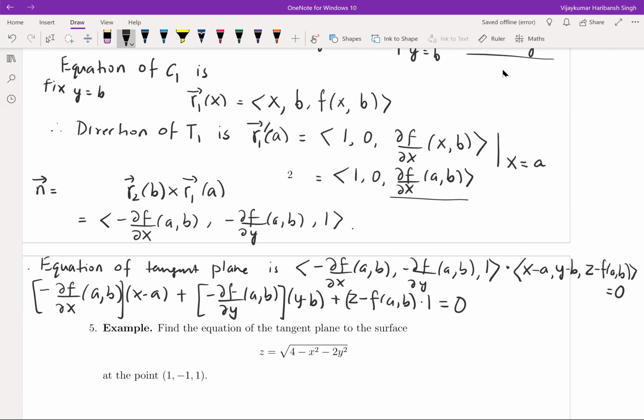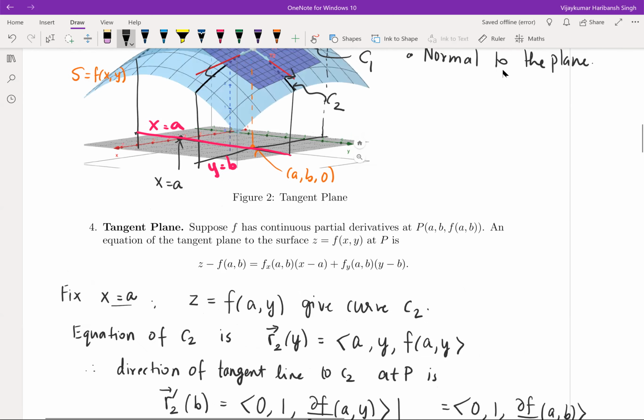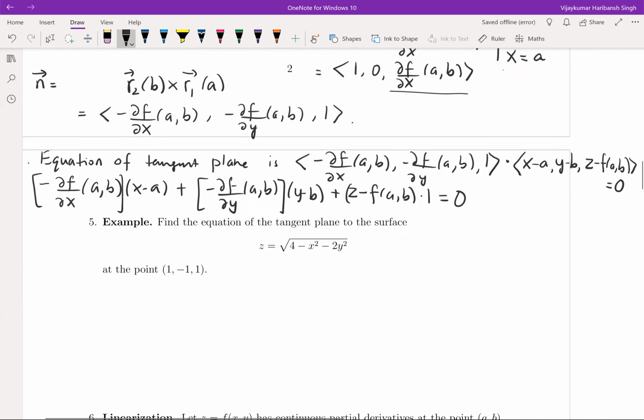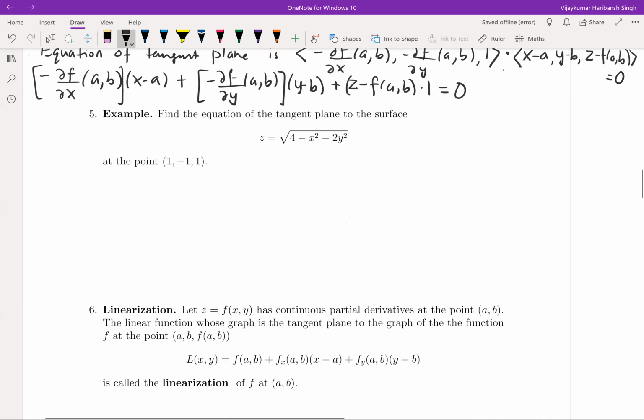And if you bring these two things on the other side, you will get the following equation of your tangent plane. So now we have found out the equation of tangent plane to the surface z equals to f of xy at point P, which consists of a, b, f of ab. So now let's apply this new formula we have.